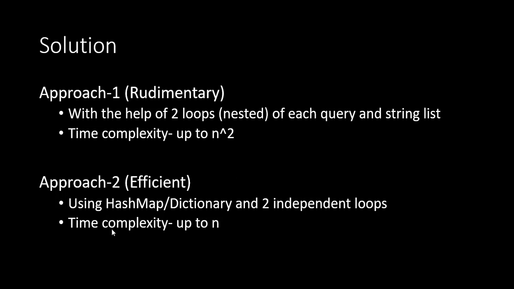Approach 2, on the other hand, is much more efficient. We'll use a hash map, which is called a dictionary in C#, and we'll have two independent loops. Maximum it will get to O(n), because we are going to loop separately. It is not nested loops, and it is much more efficient, as you will see yourself. Okay, so without much time, let's demo.